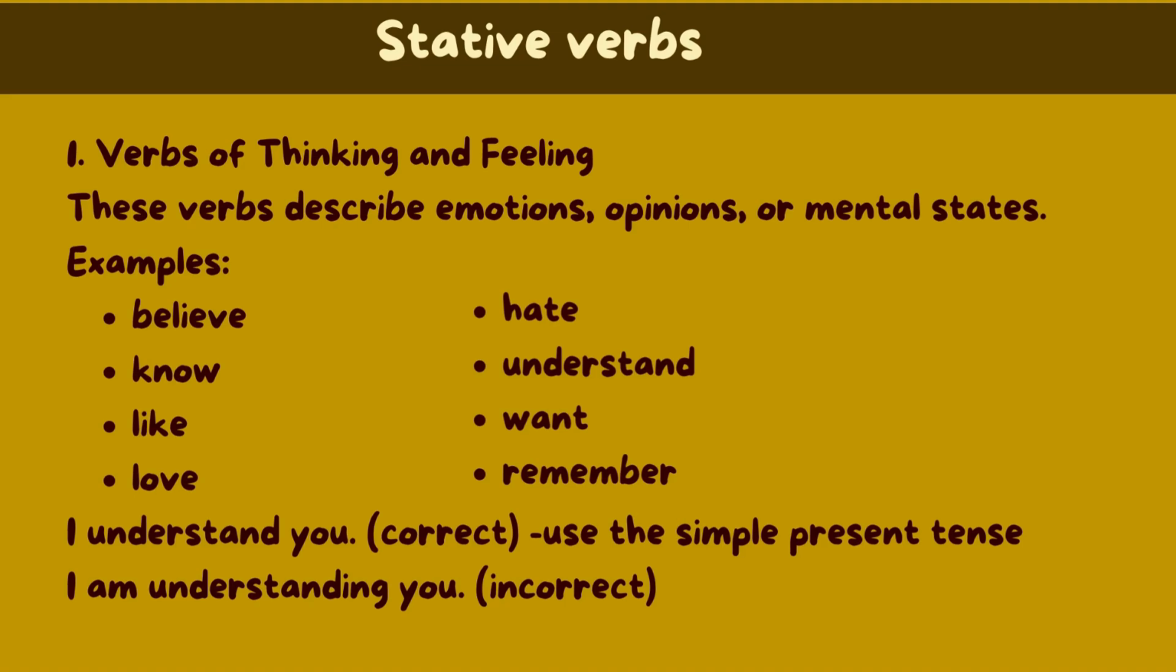Verbs of thinking and feeling describe emotions, opinions, and mental states. These verbs are called stative verbs. Common examples are believe, know, like, love, hate, understand, want, remember. We usually do not use stative verbs in the present continuous tense because they describe a condition, not an action.